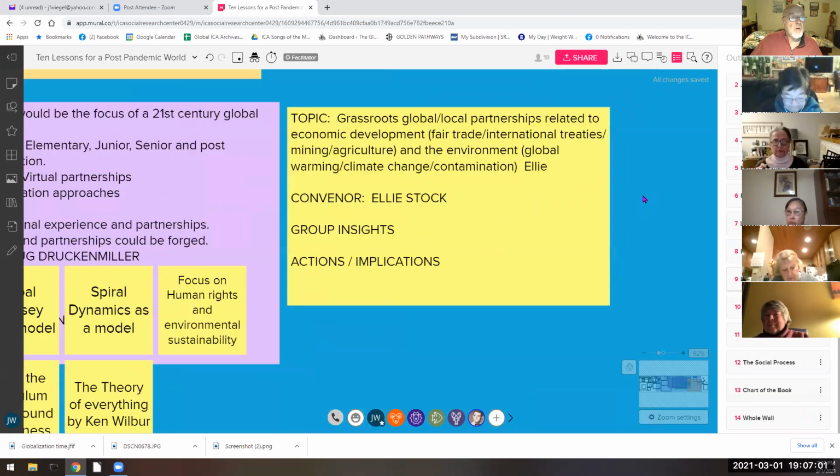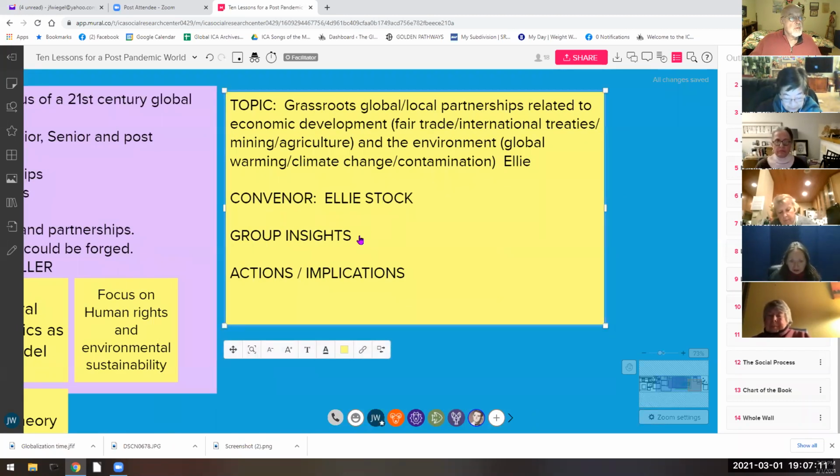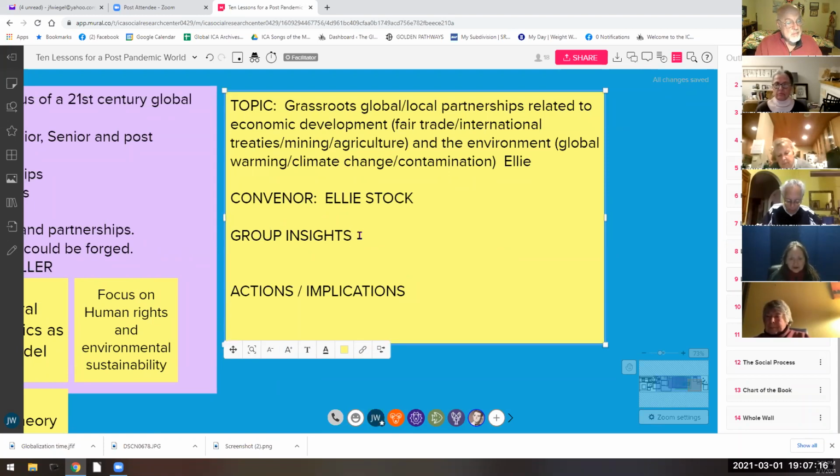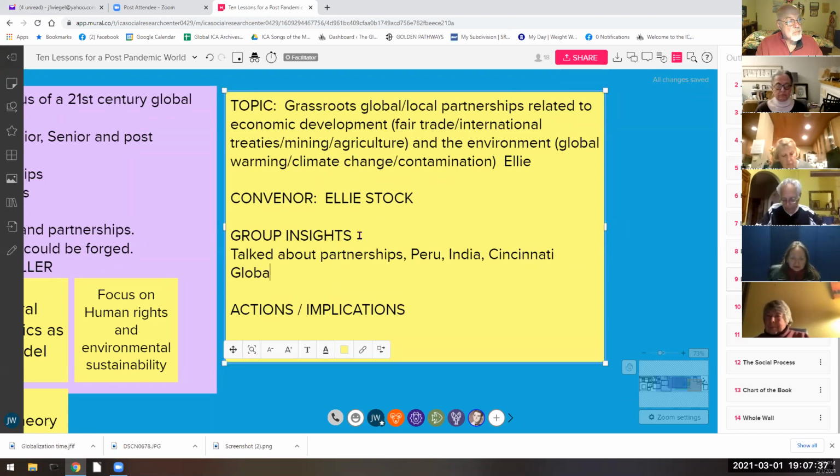That's good. So let's move to the yellow group, Ellie Stocks' group. Give us a report. All right, we just started out talking about global partnerships, grassroots partnerships. I was giving the example of partnerships between grassroots groups in the US and Peru that I've worked with for the last 20 years. Others were talking about partnerships or work in India and here in the US, in California, Cincinnati, Colorado. But there are issues that globalization creates in terms of destruction of the land.